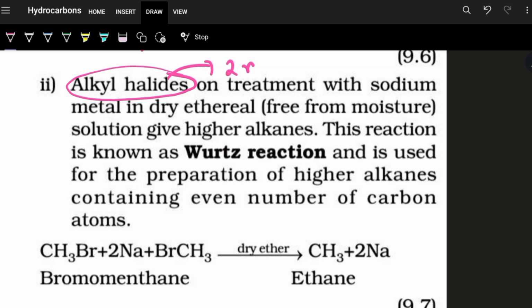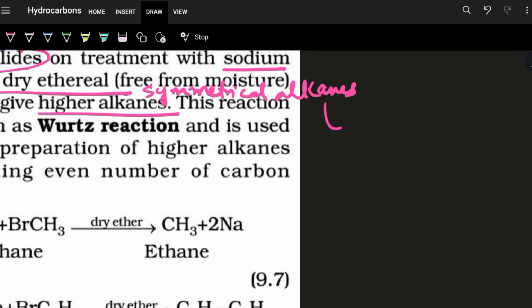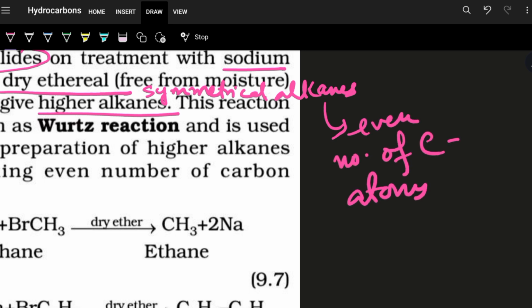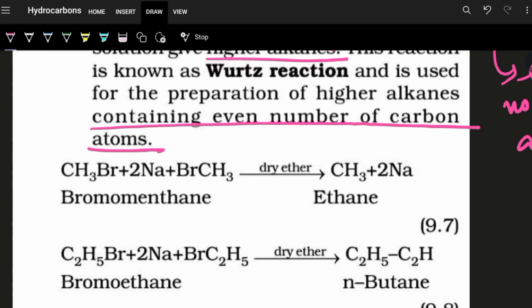Next, 2 moles of alkyl halide on treatment with sodium in dry ether gives what? It gives higher alkane, means it gives symmetrical alkanes containing even number of carbon atoms. Here we can see containing even number of carbon atoms. Now the question arises, why?